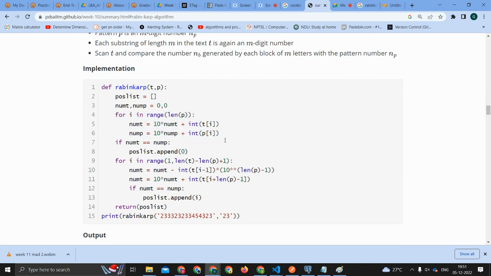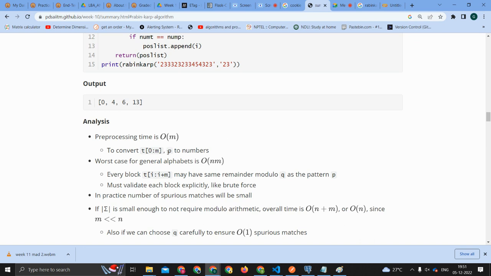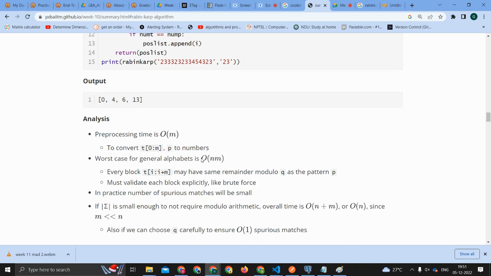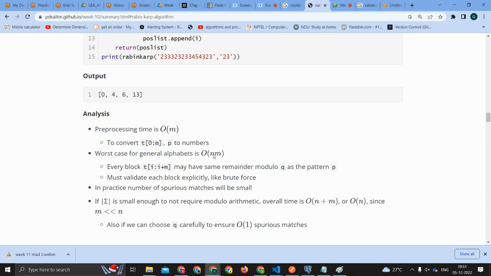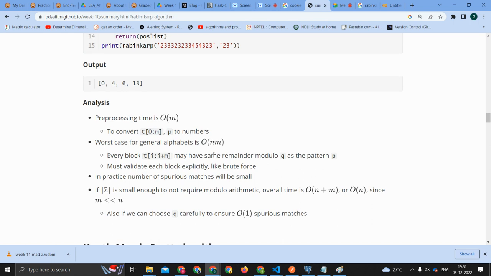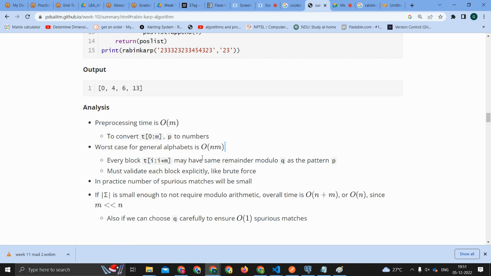But what are we converting? The pattern, no? Yeah, convert the pattern to numbers, right? But how do we get M into N? It will be M plus N, right? Let's see the worst case for the general alphabets. I was asking, it is only M, no? How did it get N into M? Maybe they are giving it for alphabets.